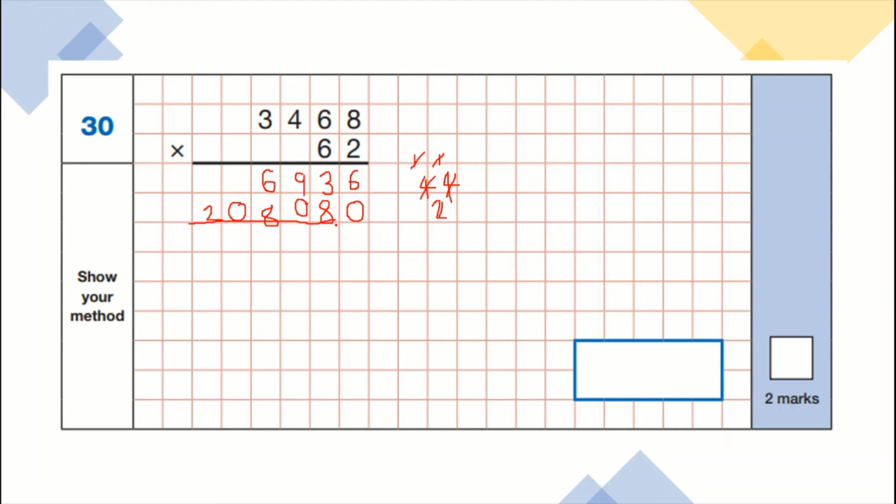Now for the second step, we need to add it all together. So 6 plus 0 is 6, 8 plus 3 is 11, 9 plus 1 is 10, 8 plus 6 is 14, plus the 1 is 15, 0 plus 1 is 1, and 2 plus nothing is 2. So the answer, 215,016.